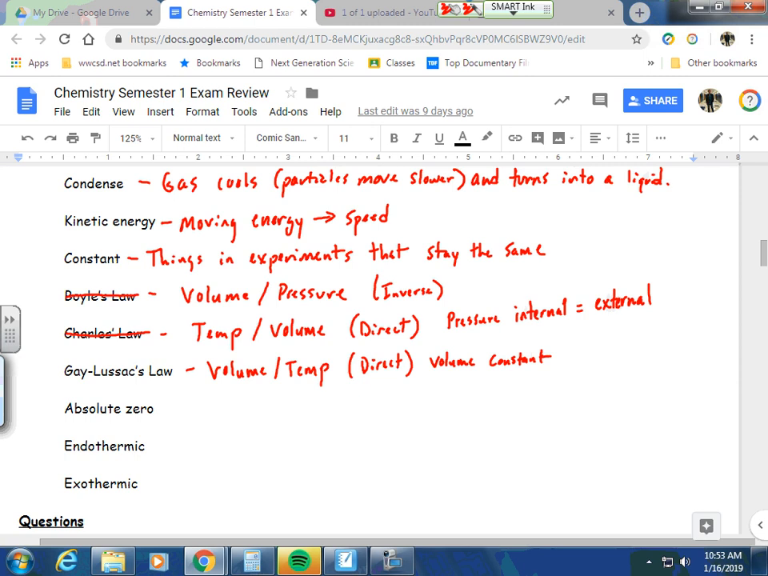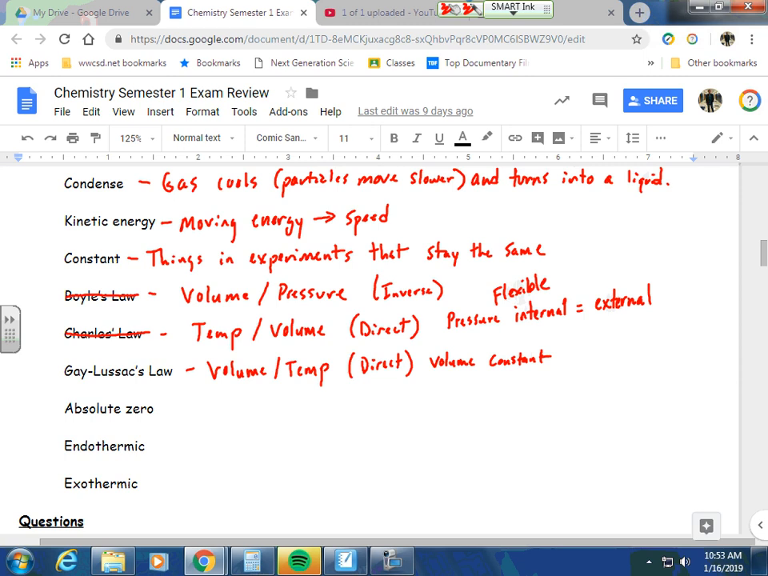Okay, so some people on the quiz or test said they stay the same, but it's not that they stay the same. The pressure internally and externally in a flexible container are always equal. We can have different external pressures, but if it's in a flexible container, that external pressure is always going to be equal to the internal pressure.